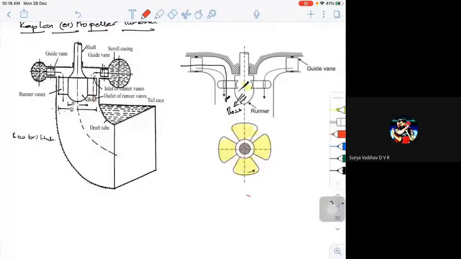Because the flow is exactly perpendicular, when the flow is happening through the blades, it remains parallel to the axis. This is your axis. The flow remains parallel to that. That is why it is called an axial flow turbine. Now, construction wise, it has a scroll casing, where I am going to connect maybe your penstock. The flow will enter from there, and there are a set of guide vanes.